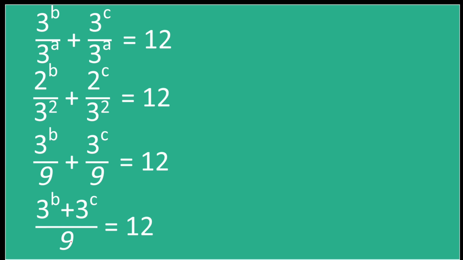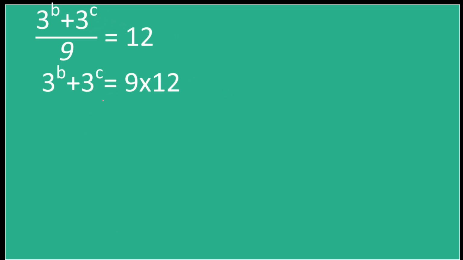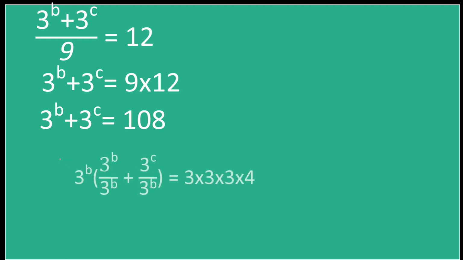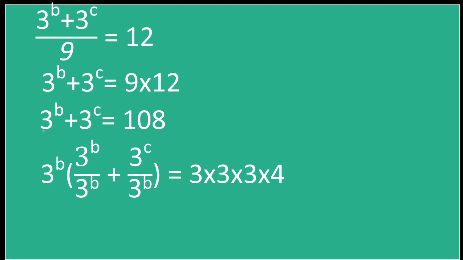And then we will take the LCM of these values. So after taking the LCM, the equation will become (3^b + 3^c) divided by 9 equals 12. And then we will multiply this 9 with this 12. So this will become 108. 3^b + 3^c equals 108. And now again we will multiply and divide by 3^b on the left side of the equation.